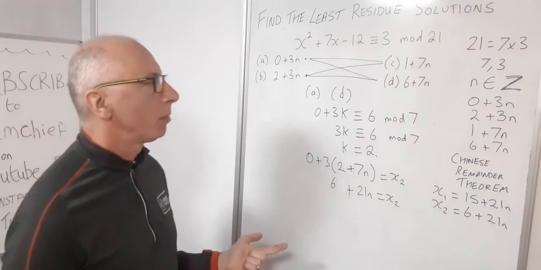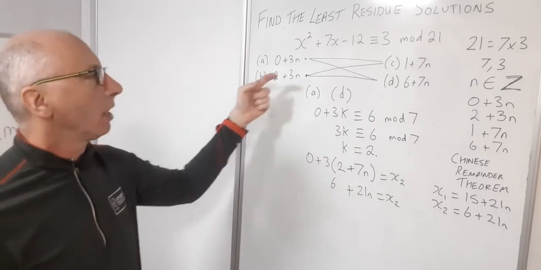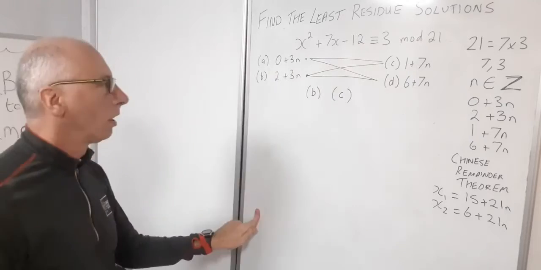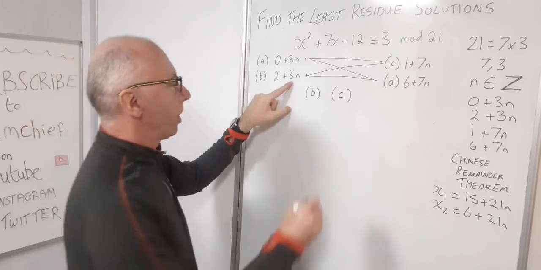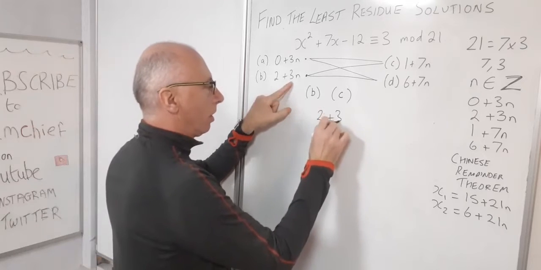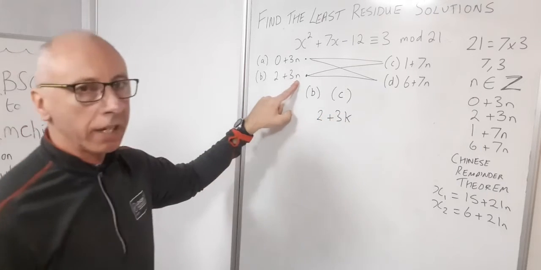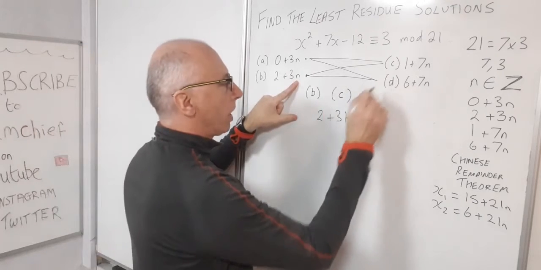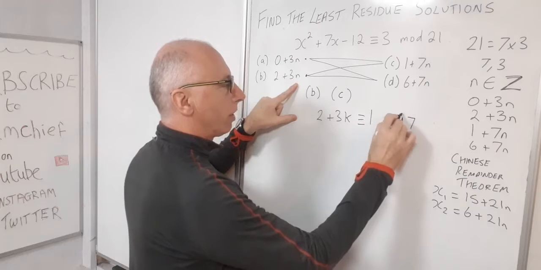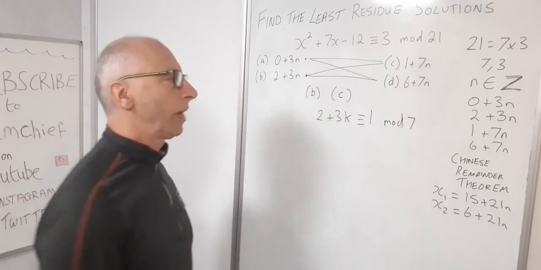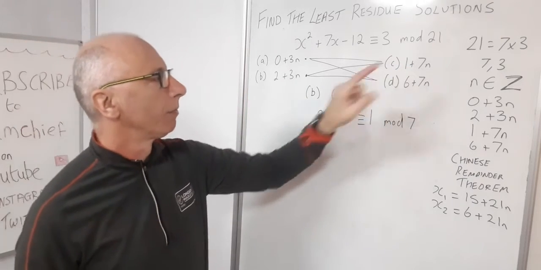Okay, let's take this off the board, and this time we'll try B with these two. Okay, so now on to B and C. This time I've got 2 plus 3, and now my variable will be k instead of the n, and it's with C, so it's got to be congruent with 1 modulus 7. So that's using these values here, so my 1 and my 7.